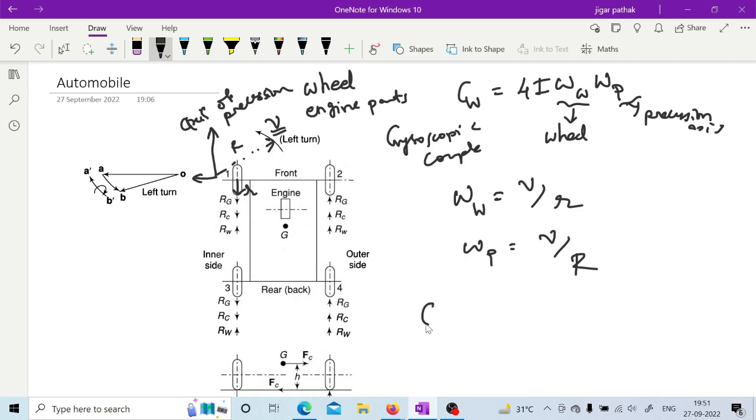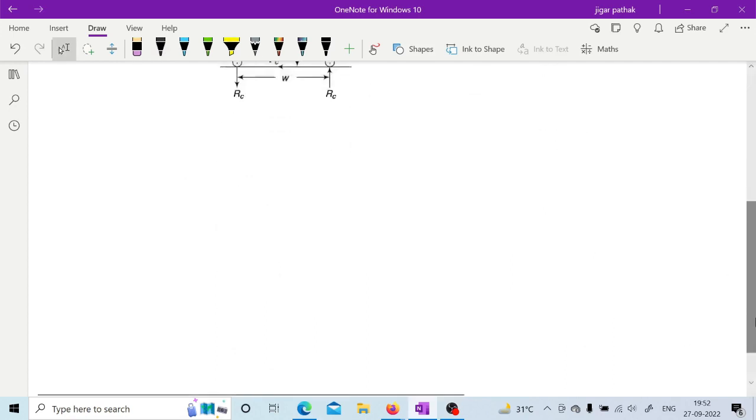Once you have this idea, your gyroscopic couple due to rotating wheels will be 4I v square divided by r into R. So this is how you will have this gyroscopic couple. Now here I is the moment of inertia of the wheel only, the mass moment of inertia of the wheel, because the wheel we are considering as a rotating element. Now once you have this gyroscopic couple due to wheel, you also have to have an idea about the one due to engine rotating parts.